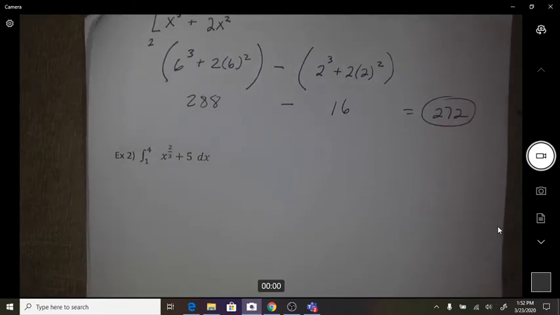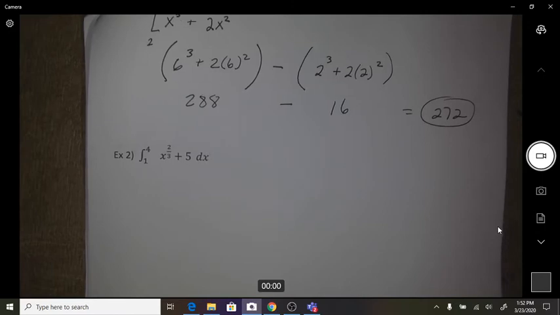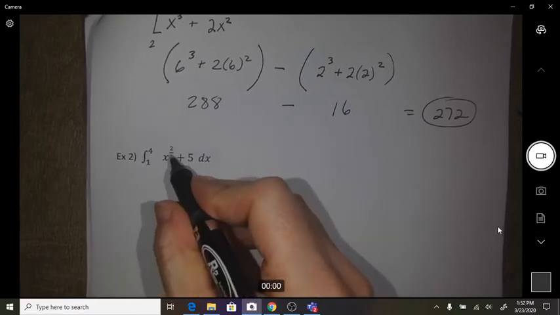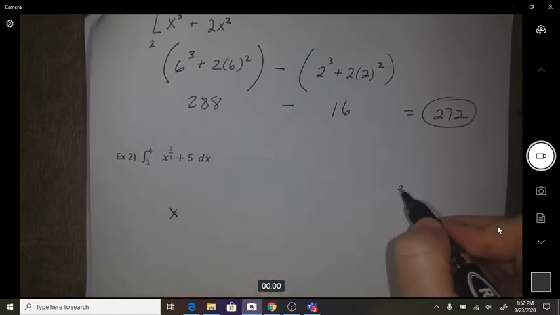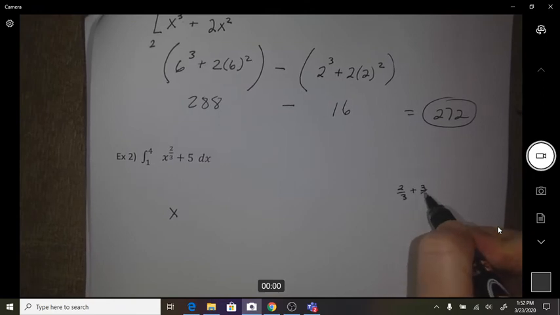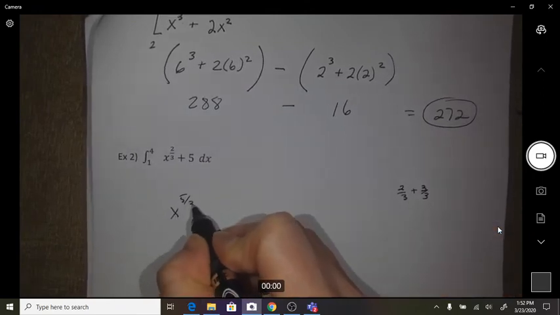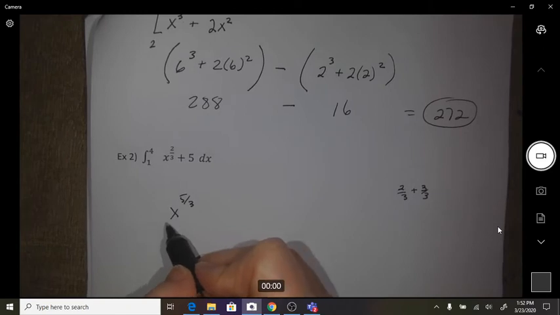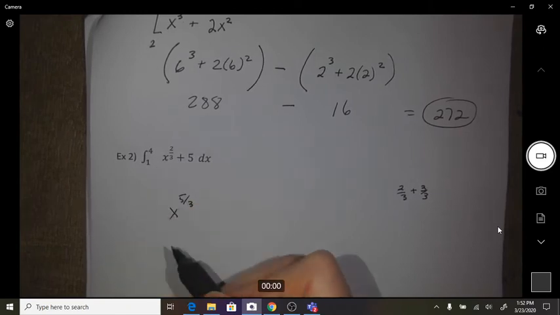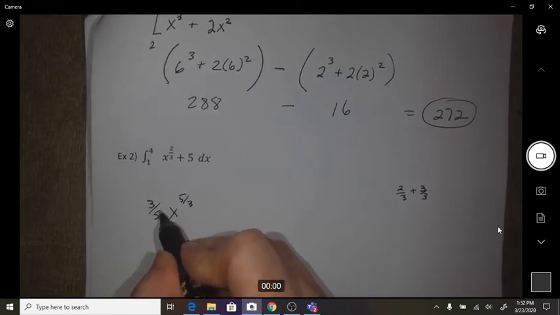So we're going to antiderive that. So one higher, so think about 2/3, you would have to add 3/3. So 5/3 times what to get you a coefficient of 1? So 3/5.